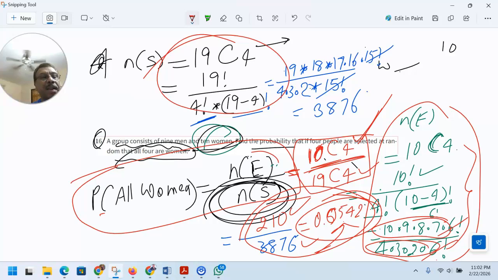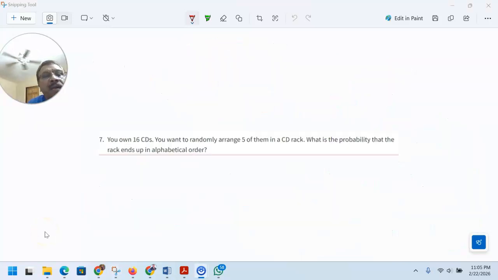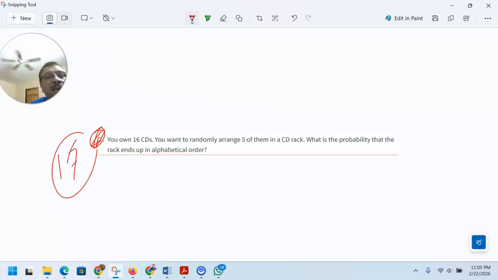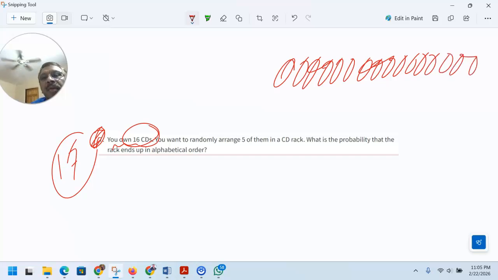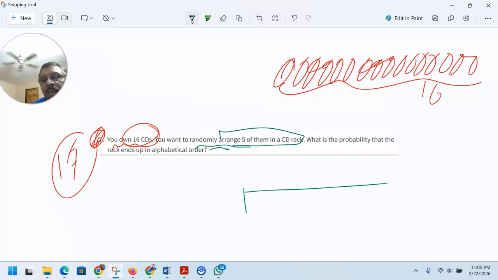Let's do another. Okay, question number 17 says, you own 16 cities. So there are 16 cities, like I say, 4, 5, 6, 7, 8, 9, 10, 11, 12, 13, 14, 15, 16. Now these 16 cities have to be put in order. So randomly arrange them in a rack. Now you want to arrange them in a rack, like this.